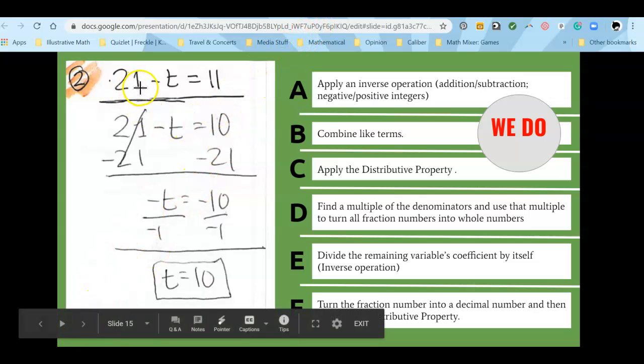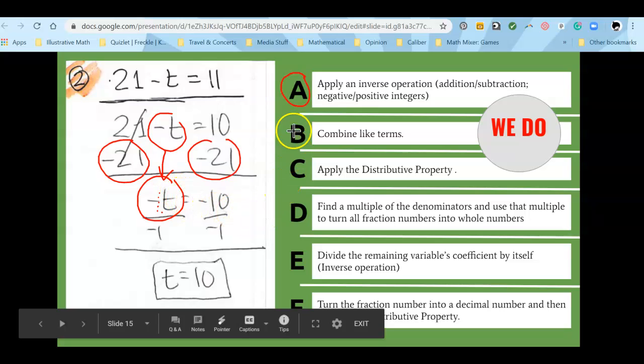So this challenge is 21 minus t equals 11, or 21 minus some number equals 11. So what do I do first here? First I would what? A. Apply an inverse operation. This time it's not variables, it's integers, it's numbers, but yeah, we can do that. And so notice what I'm left with that I bring down here is negative t. We know by now that we cannot have a negative t. For this equation to be fully solved, the variable must be by itself with a positive invisible uno.